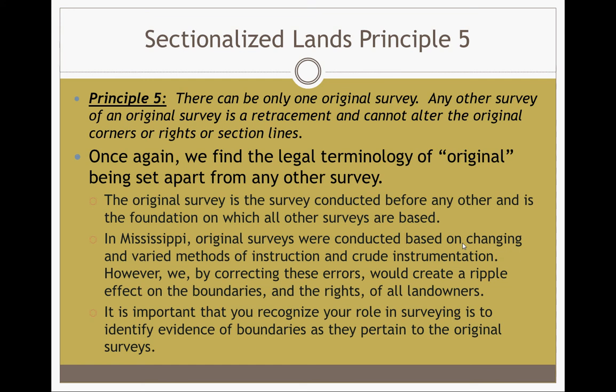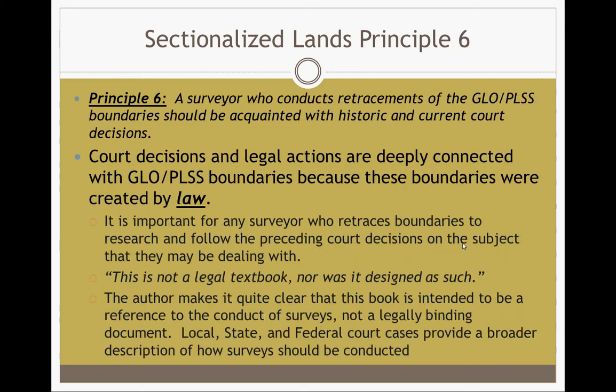Now, in Mississippi, original surveys were conducted based on changing and varied methods of instruction and crude instrumentation. So we're going to have problems. However, if we tried to correct these errors, it would create such a ripple effect on the boundaries and the rights of all landowners that people would go nuts. It would cause serious issues. It's important that you recognize your role in surveying, and that your role is to identify evidence of boundaries as they pertain to the original surveys, not to give legal advice or to do anything of the sort.